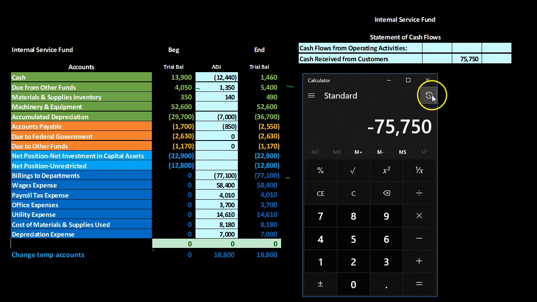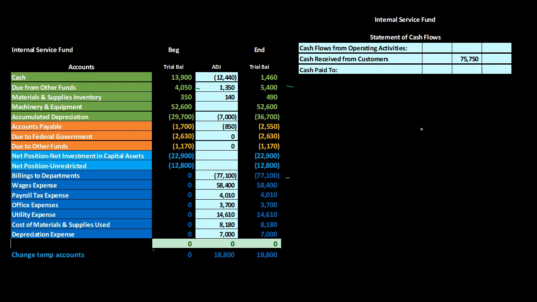So that's cash received from customers. Next, we're going to have cash paid to employees and taxes. So that would include the accounts that would be affected, which would be the payroll taxes. So if we had any payroll taxes and the wages, and then we would have the due to the federal government, because that's going to be the difference in the taxes payable. So those are going to be the accounts we're going to use.